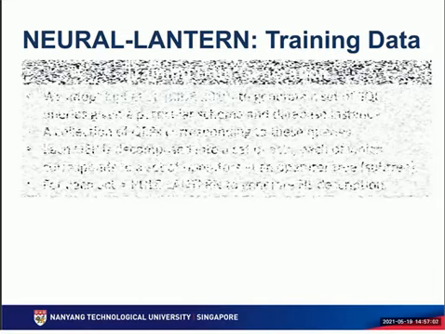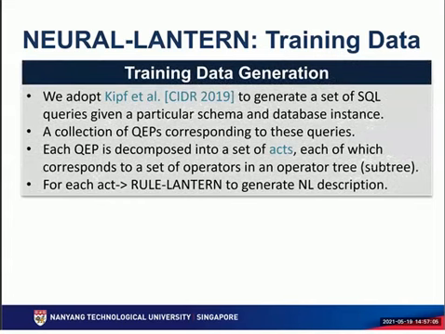The way we generate the training data is as follows. We adopt Kipf et al.'s work to generate a set of SQL queries given a particular schema and database instance. Then we can get a collection of QEPs from these queries. Each QEP is decomposed into a set of acts, each of which corresponds to a set of operators in an operator tree, or a subtree of the physical operator tree. So a hash join and hash together form a particular act. Then for each act, Rule Lantern is used to generate the NL descriptions automatically.